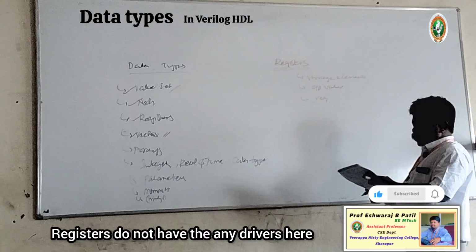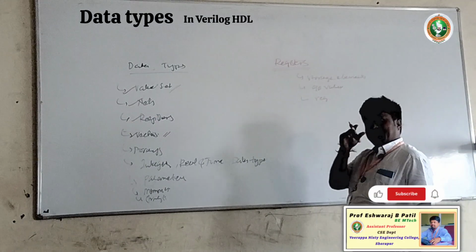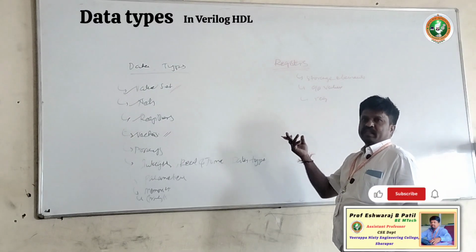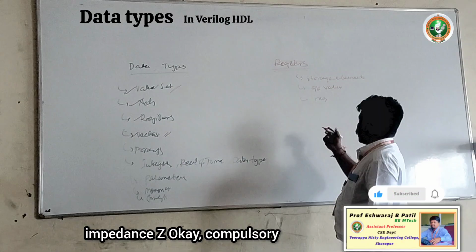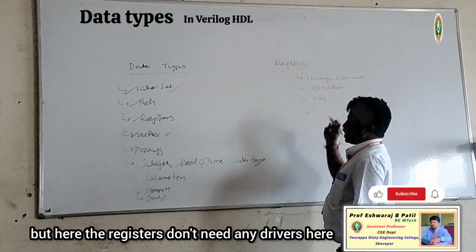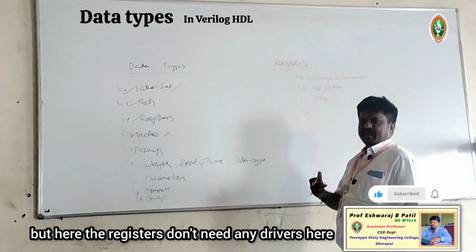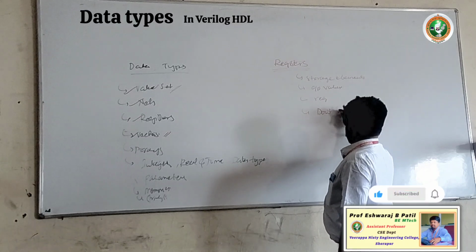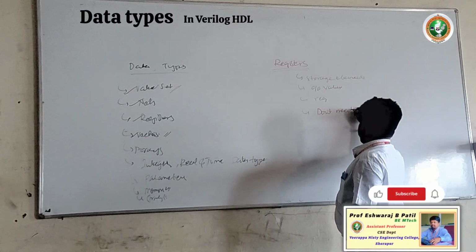Okay. Registers do not have any drivers here. But nets again need a driver. If there is no driver, the value will be impedance, Z. Okay, compulsory. But here the registers don't need any drivers.